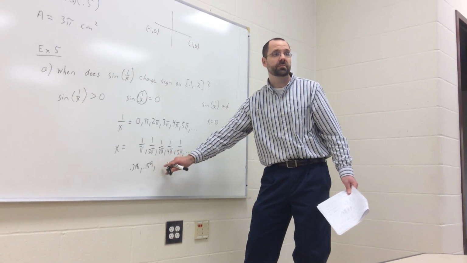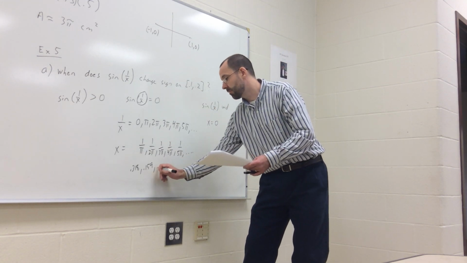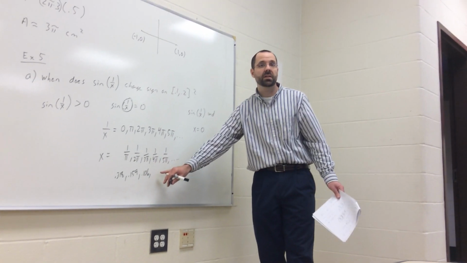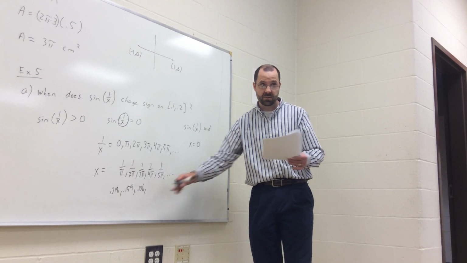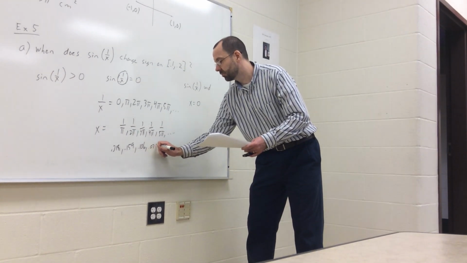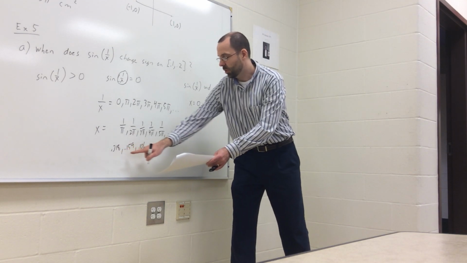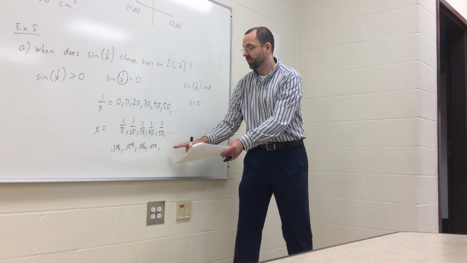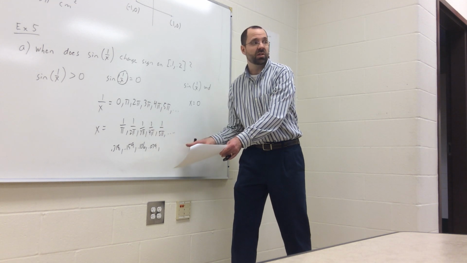1 over 3 pi? Okay. 1 over 4 pi? 0.079? 796. So does it make sense that they keep going down? Because if you're taking 1 divided by a bigger number, you're going to get a smaller and smaller number, right?